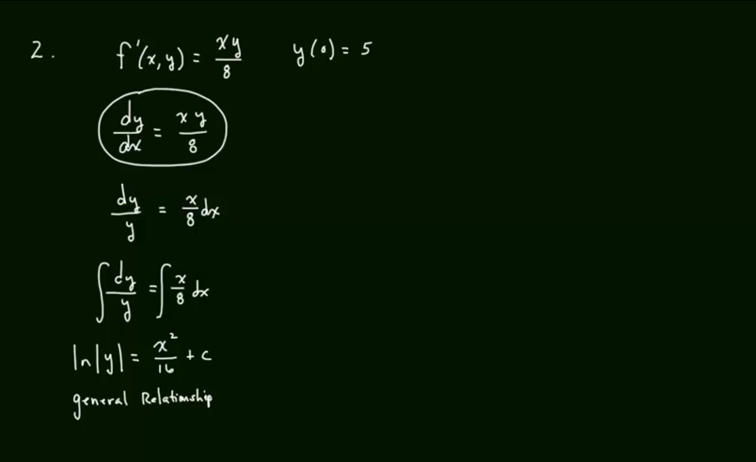Okay, but as you remember, we want to solve for y by itself. So let's come up here to do that. I'm going to exponentiate both sides. Now look where I go with this. I'm going to say that the absolute value of y, because e to the natural log returns itself, is going to equal c e to the x squared over 16.